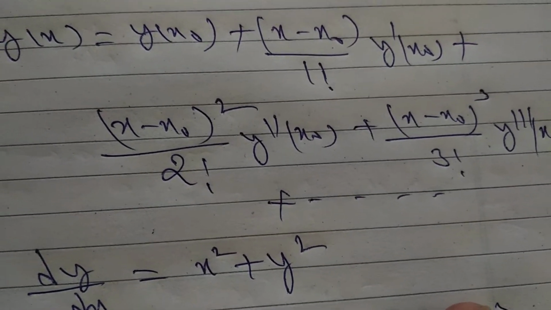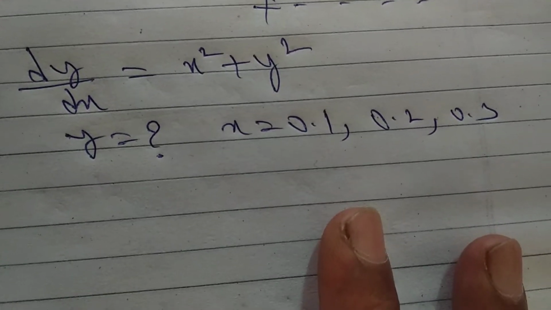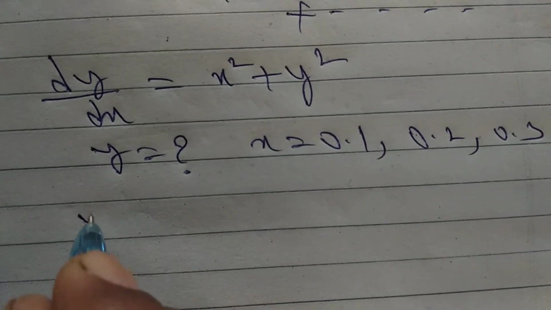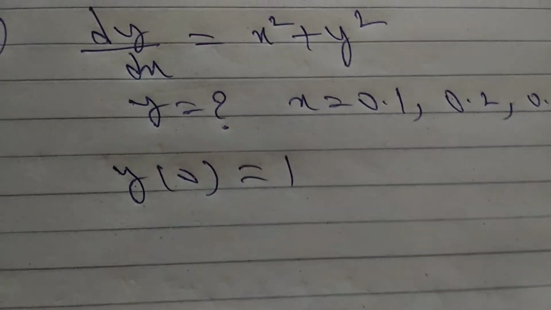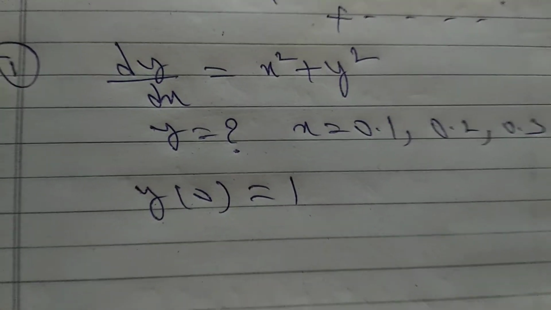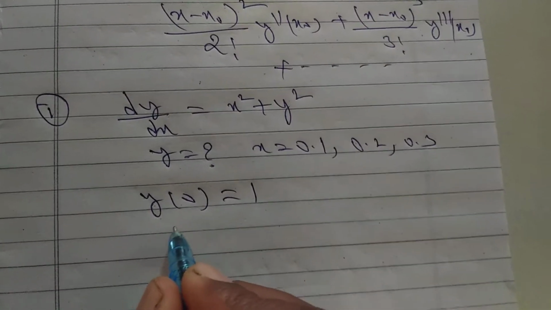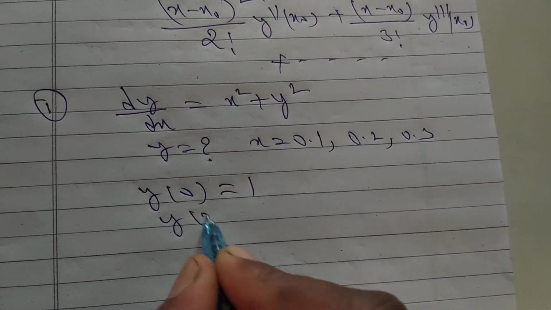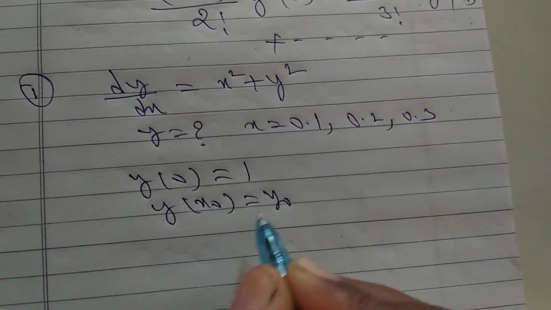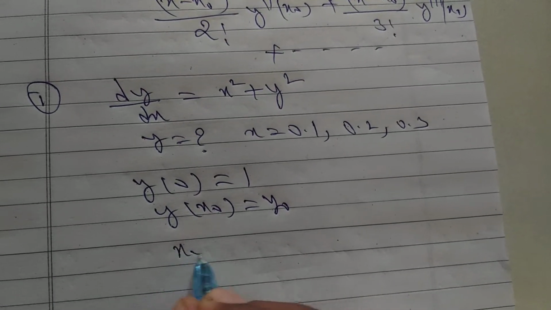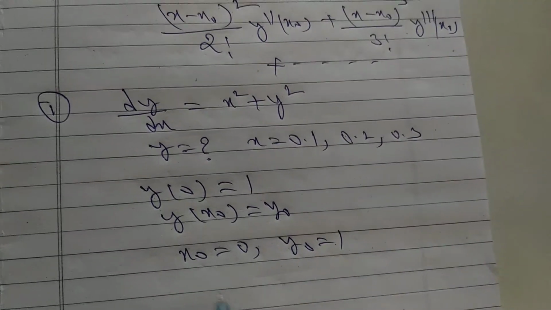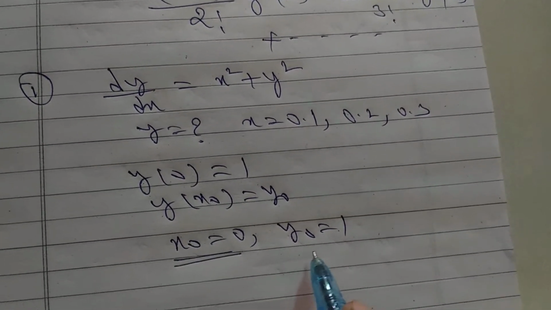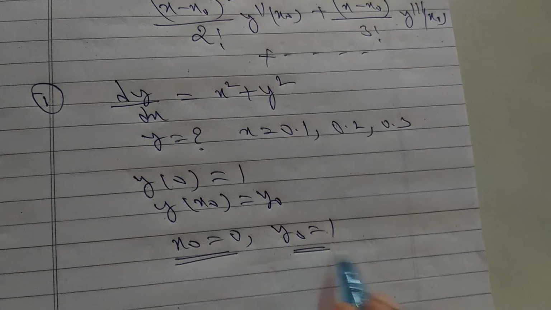So what is the first step? Also, one condition is given here. What is that condition? The condition is y of 0 is equal to 1. What is the meaning of y of 0 is equal to 1? This is the initial value problem. Initial value problem means you have to consider y of x naught is equal to y naught. So here, x naught is equal to 0 and y naught is equal to 1. Initially, these values are given: x naught equals 0 and y naught equals 1.